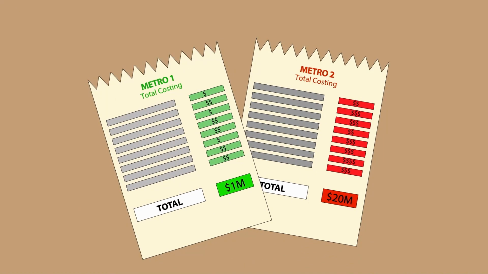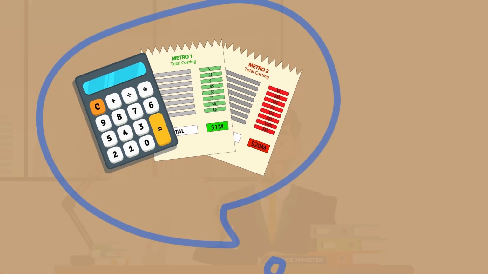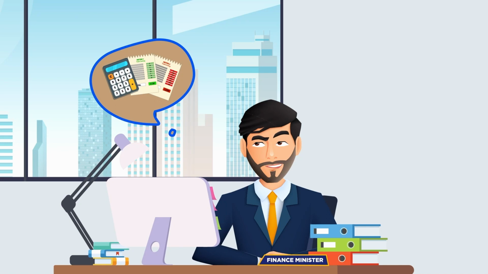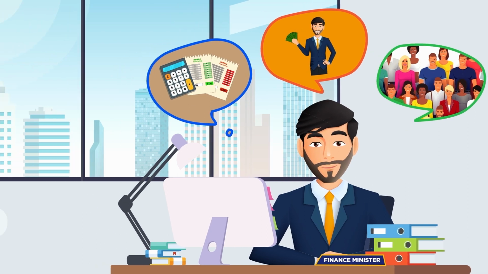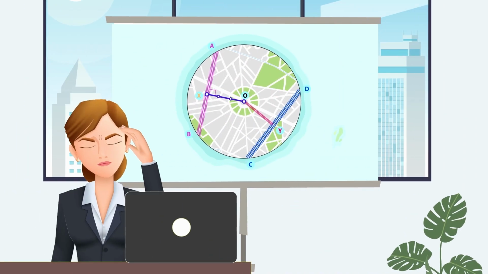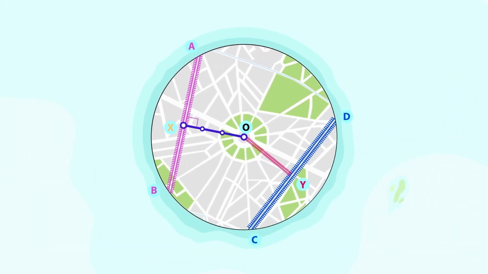Knowing that the project will be greenlit no matter the cost, she suspects the finance minister has grossly inflated the numbers so that he can pocket the surplus for himself at the expense of the taxpayers. But before Elena can blow the whistle on this scam, she must find out the exact distance between points O and X. After all, the cost of construction is directly proportional to the length of the metro line.